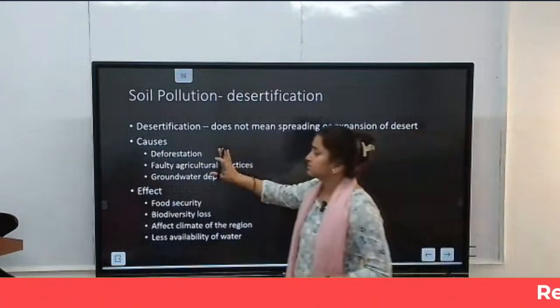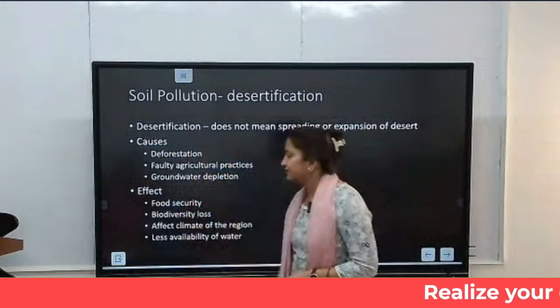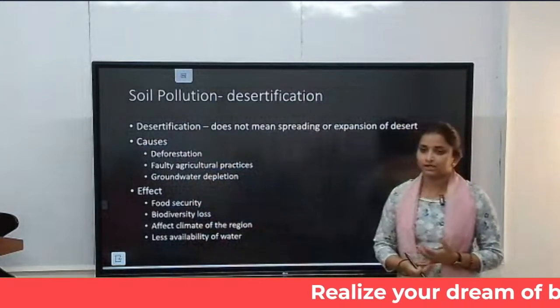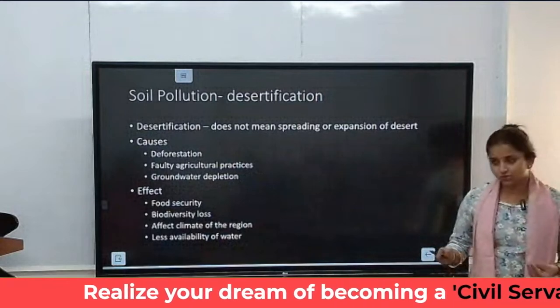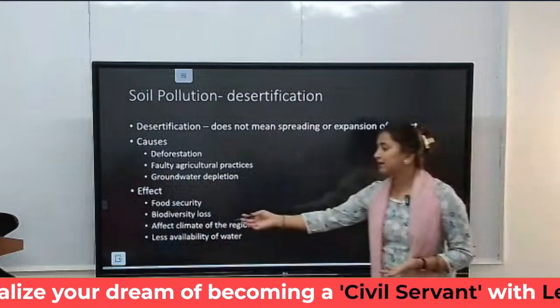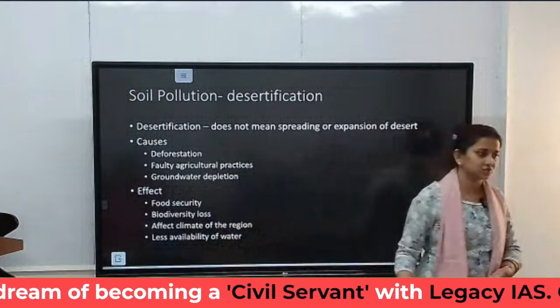So these are the problems, the causes of desertification. The effect is most importantly on food security, because agriculture is getting affected, so food is getting affected. Biodiversity loss because deforestation is occurring.